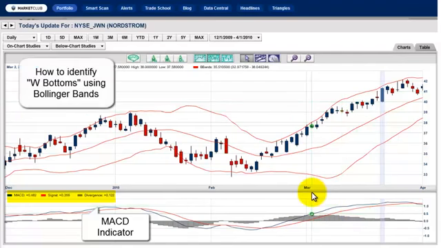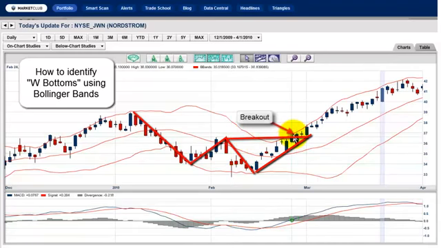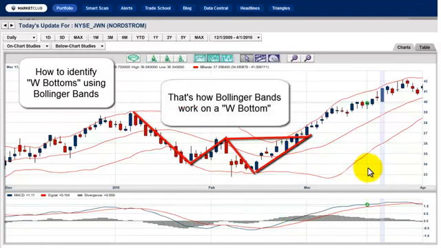Here's what a W bottom looks like according to John Bollinger and his Bollinger Bands. First of all, you can see the market came down here, made a low, came back up here, came down, and then started moving up and started walking the band. Breakout occurred right here when prices exceeded the high here. You're off to a trend, and you had the confirmation with the bands. That's how it works on a W bottom. Now let's take a look at a W top.